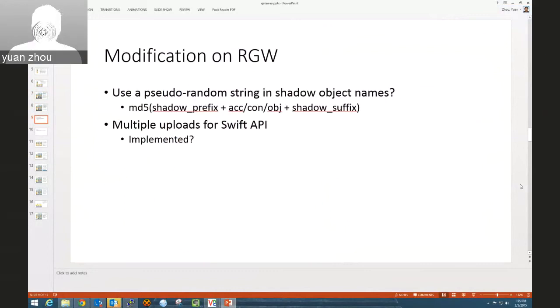The reason I ask is that if you want to do some append write, we can actually rely on multiple uploads. Actually, dynamic large objects should do it, right? Yeah, so we do support that. Okay, all right. So this is pretty much the work I have here.